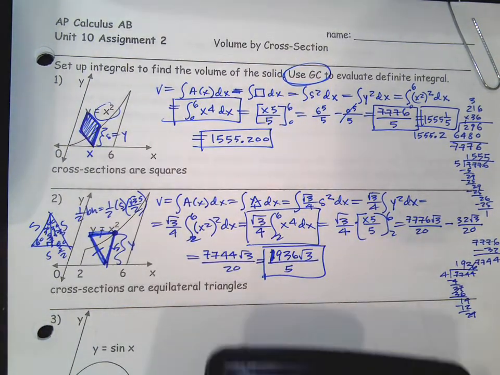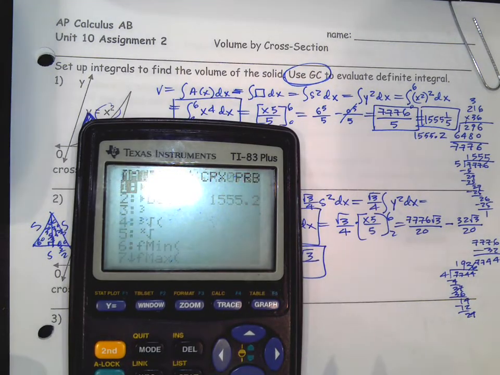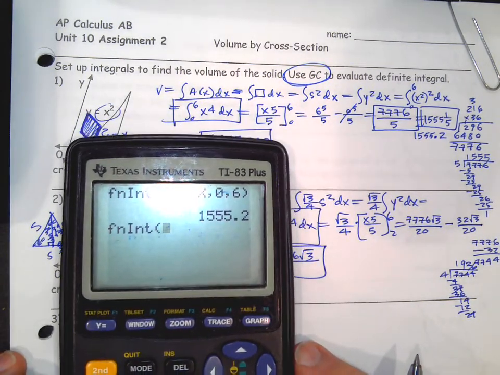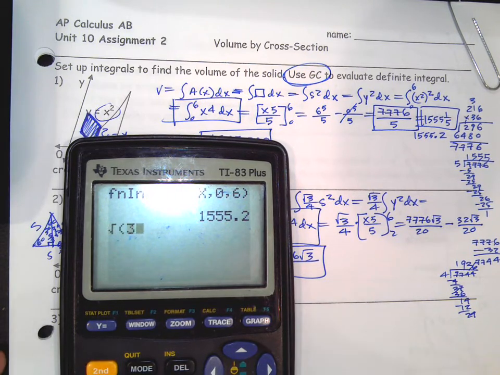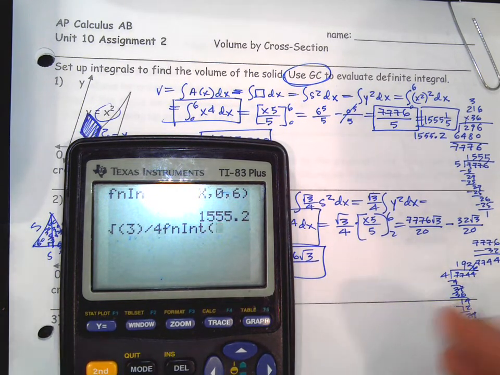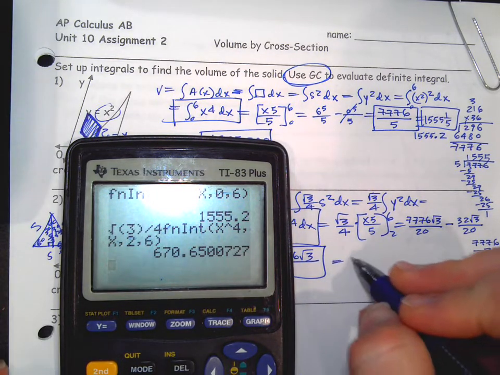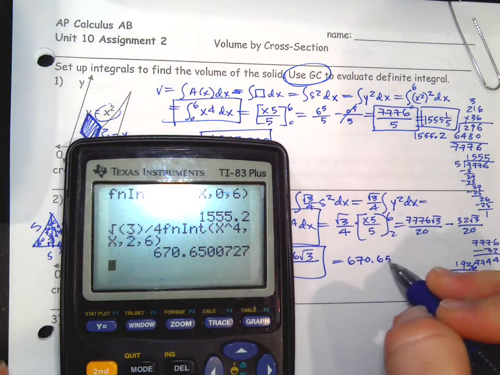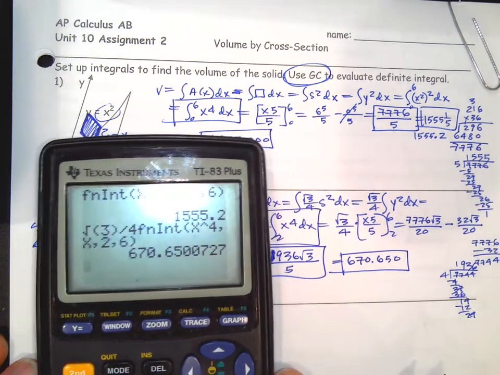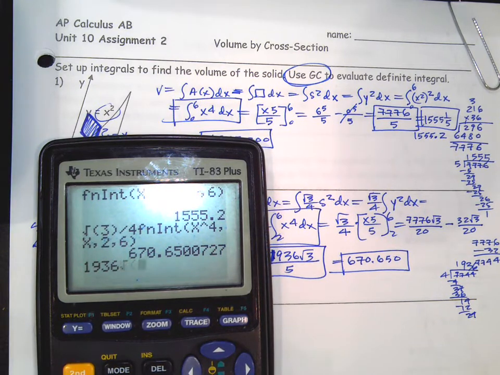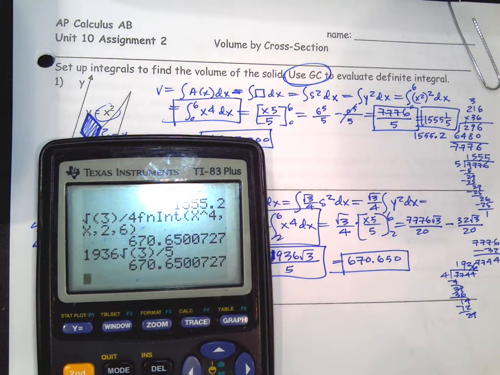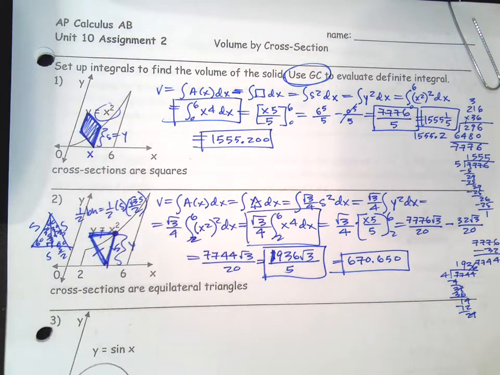On your calculator, we would do math 9. Actually, I'd do the square root of 3 divided by 4 in front, and then math 9. You can do it all at once, or you can do it in separate pieces. X to the 4th, comma x, comma 2, comma 6. And we get 670.650. Now, what we do is we check our other answer and make sure that our exact answer by hand is correct. It is. All right. So there you go.